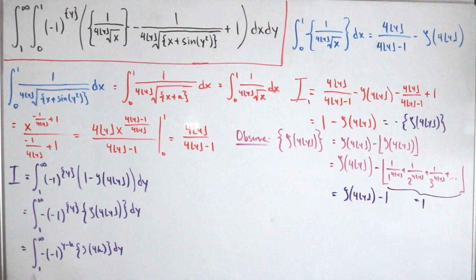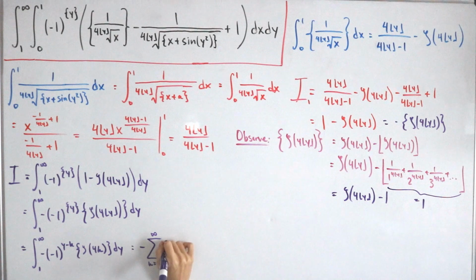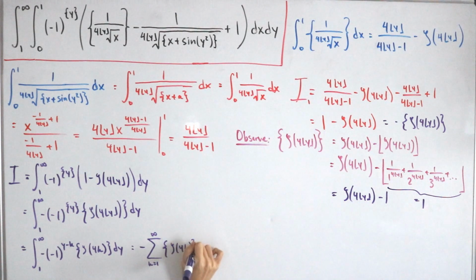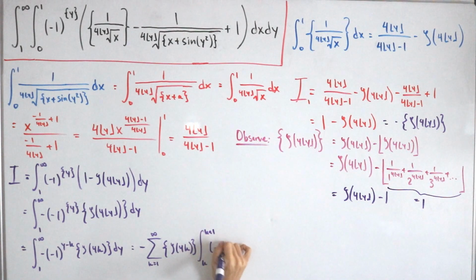Okay, so now we notice that this does not matter in the world of k, so that actually can factor out, and same thing for the negative. And also to break things up term-wise, we actually have to create this as an infinite sum. So now we have the negative infinite sum from k equals 1 of the fractional part of the Riemann zeta of 4k, and then the integral from k to k plus 1 of negative 1 to the power y minus k, and then dy.